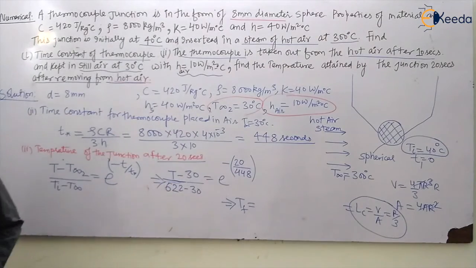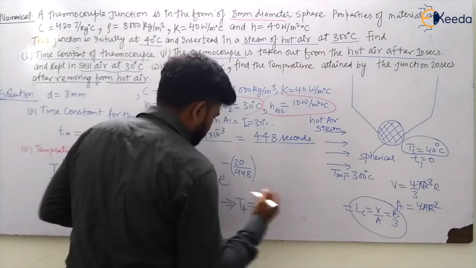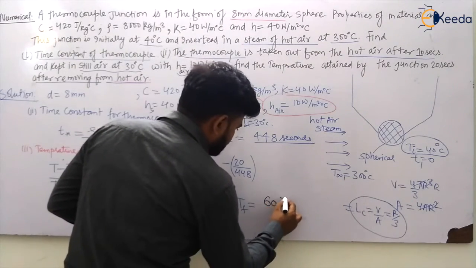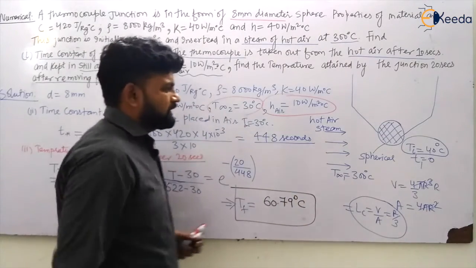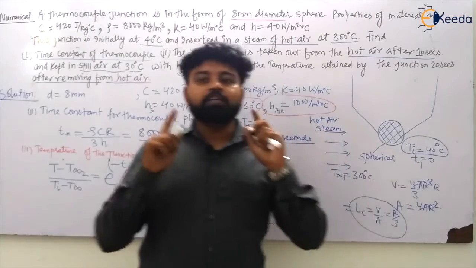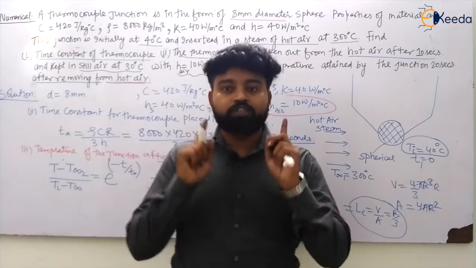So what will be the T final, my dear students? Let us see. The T final will become equal to this plus 30. So this will be 60.79 degrees Celsius.